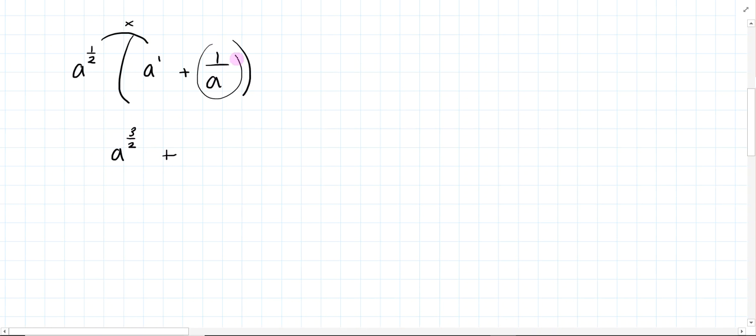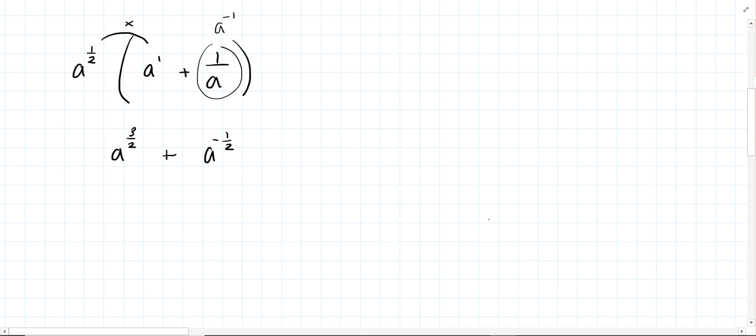So number 5 was a to the power of a half multiplied by a plus 1 over a. Okay, so expanding brackets. So when we multiply them together, same base, we add the powers. So I've got a to the power of 3 over 2 plus, well, I can change that to a to the minus 1. So then a half plus minus 1 is a to the minus a half, which is fine.